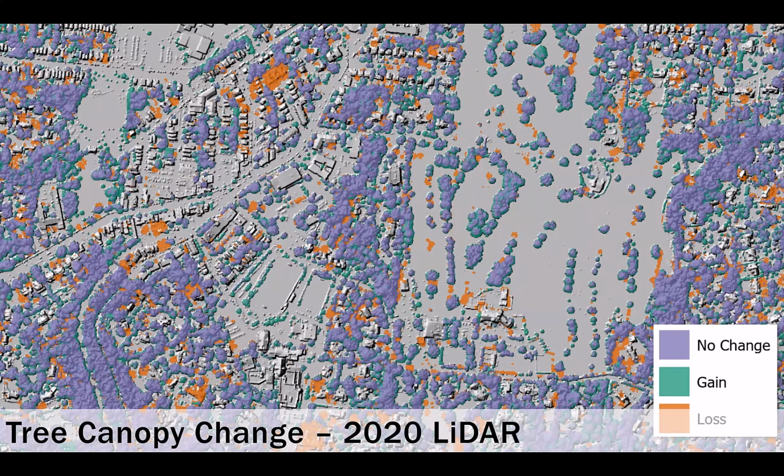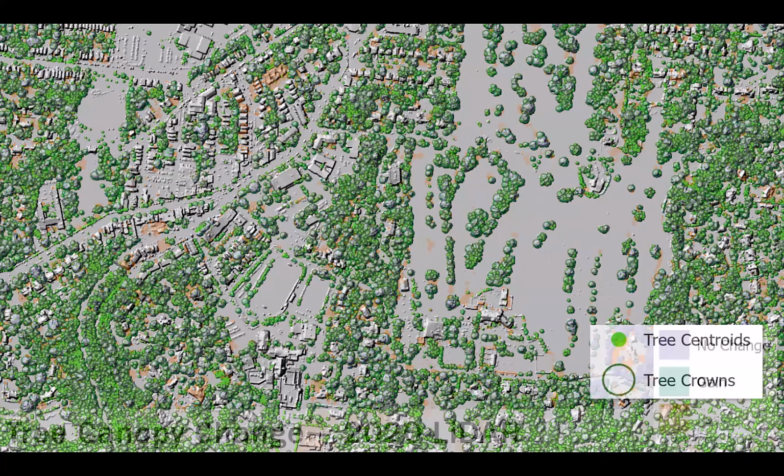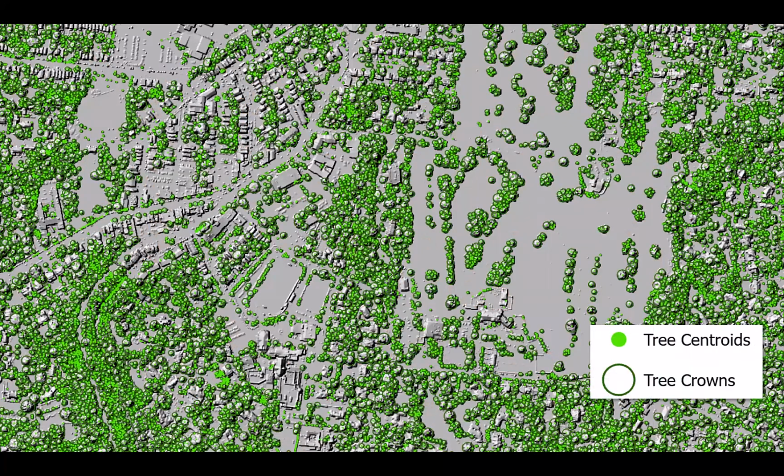Okay, so we also derive other products using eCognition, such as our tree centroids and our tree crowns. So it's nice for us to be able to give people a complete accounting of their tree canopy. It's also nice to tell them how many trees they have and what sizes.